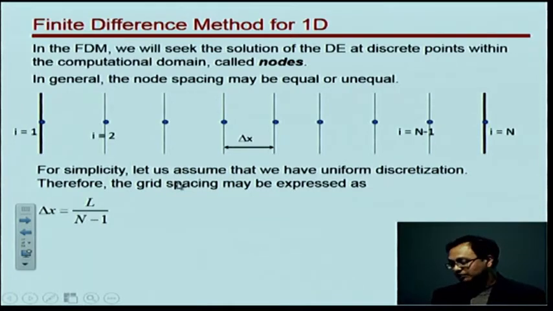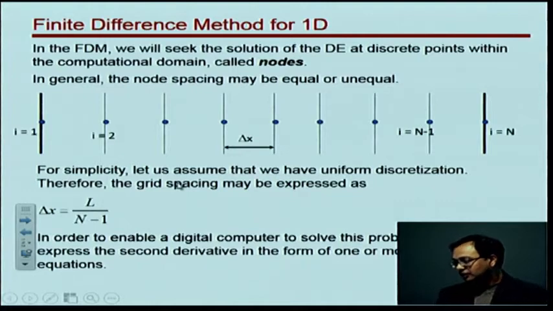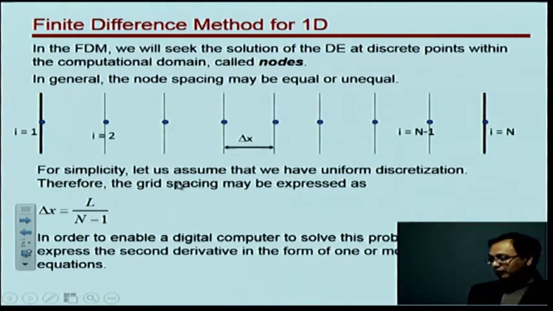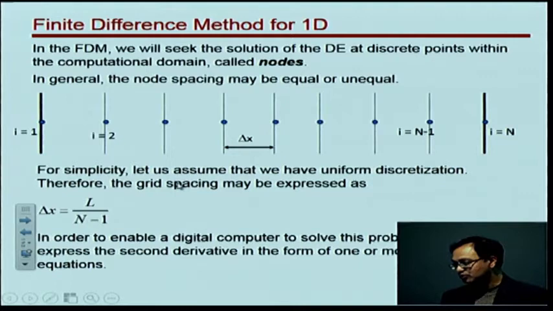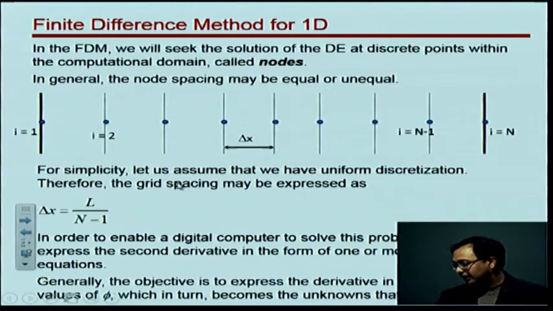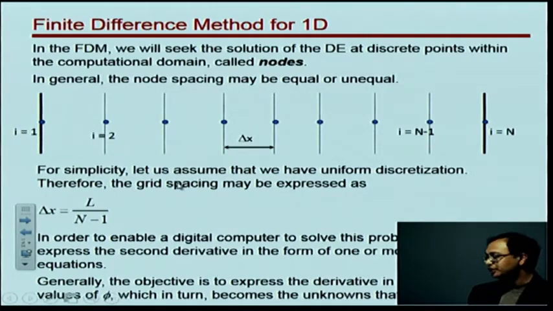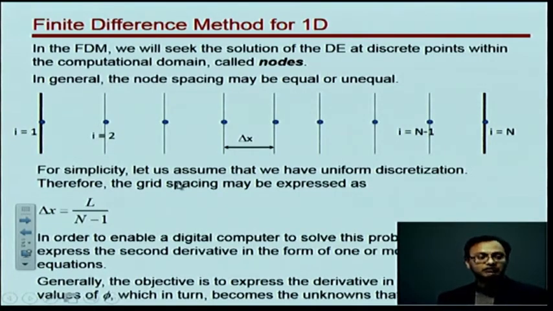So what we want to do is, of course, have a digital computer solve this problem, so we must convert the second derivative in our governing equation to an algebraic form. We talked about this already. That's our goal, and our objective is really to express the derivative in terms of the nodal values of phi, so that we can treat those as unknowns and solve for them. That's what we are trying to do. Any questions? All right.